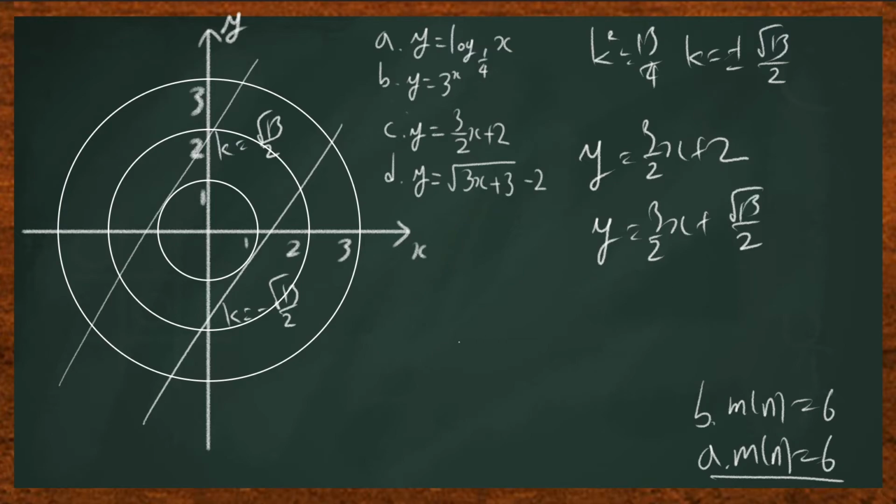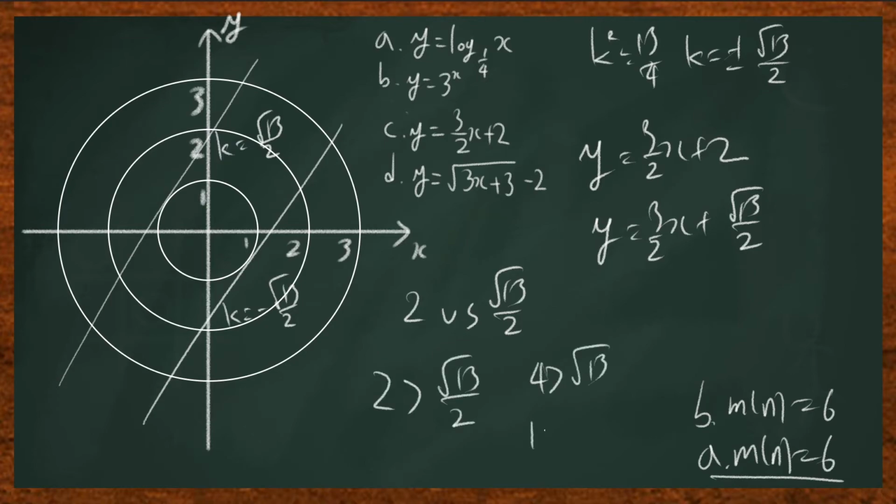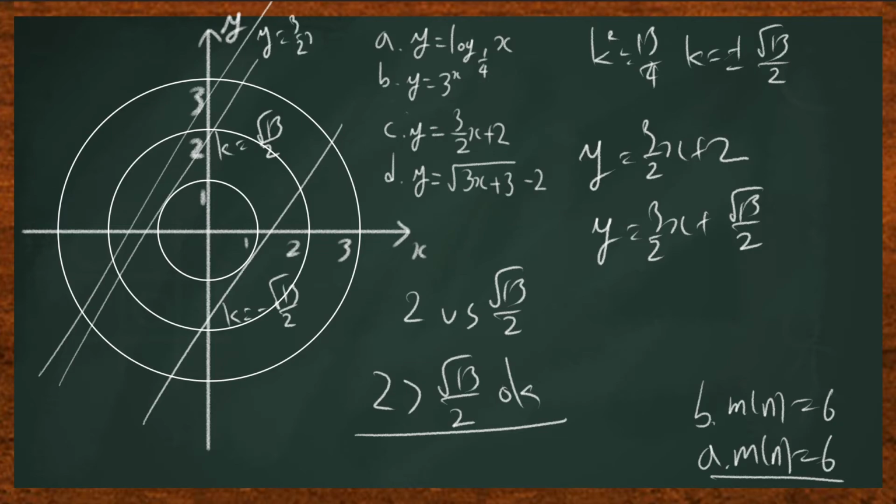So we need to compare 2 and square root of 13 over 2. Let's suppose that 2 is greater than square root of 13 over 2. If you multiply 2 on each side and square it, 16 is greater than 13. Because this is correct, 2 is greater than square root of 13 over 2. Because of that, this line is on the upper side of the tangent line, which means the intersection point is 4. So Mn of C is 4.